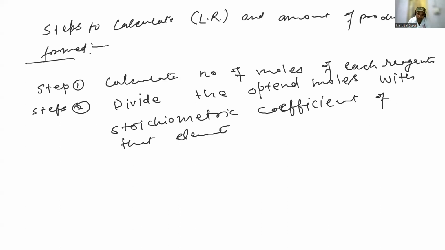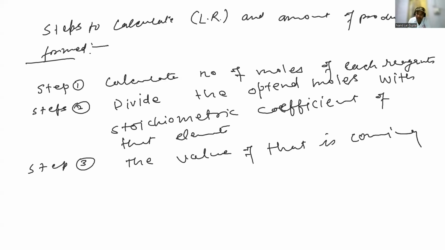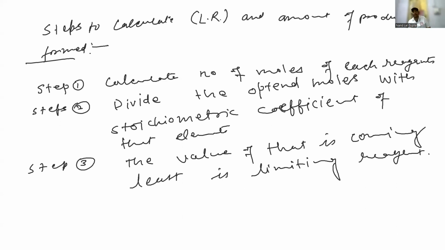Step number three: whichever value is coming least is the limiting reagent. Getting my point? The element whose value is coming least is the limiting reagent. Is it okay?